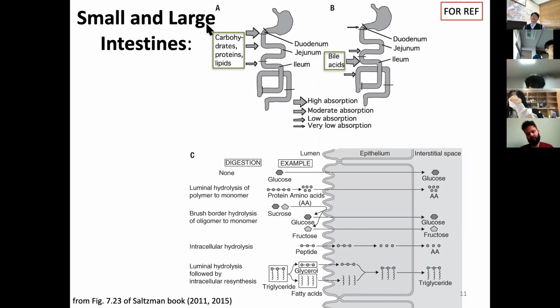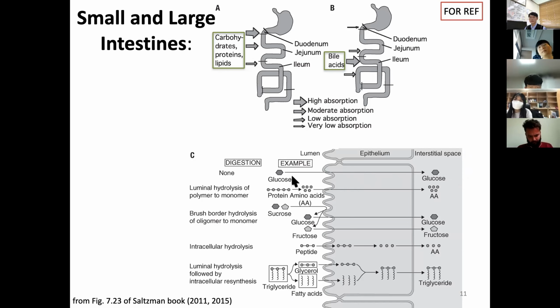Okay, so absorption in your gut happens in the small and large intestine. They have a little difference. The small intestine handles carbohydrates, proteins, and lipids, while your large intestine handles bile acids and water absorption, which is a little different from the small intestine. I want to talk about how food products actually get into your body, eventually going into your bloodstream and moving down to the liver and throughout the body.